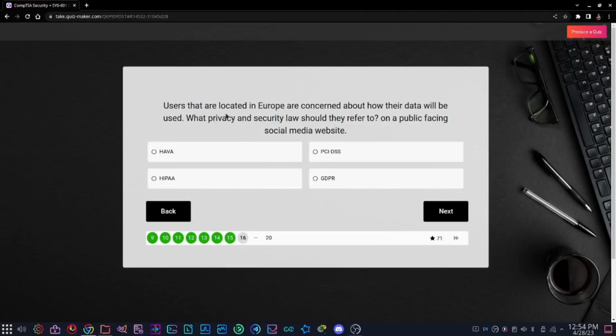Alright, users that are located in Europe are concerned about how their data will be used. What privacy and security law should they refer to on a public-facing social media website? So we have HAVA, PCI DSS, HIPAA, or GDPR. The only one that really refers to privacy laws within Europe specifically is going to be GDPR.